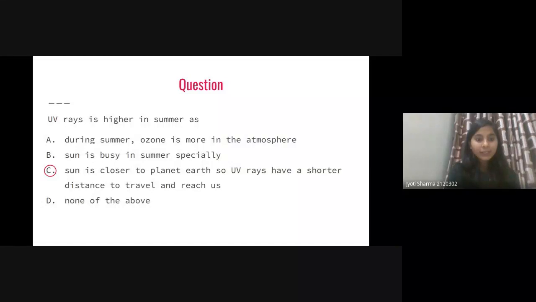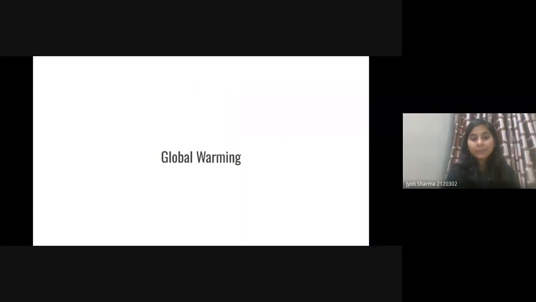Alka, why not A? During summer, ozone is more in the atmosphere. This is not the case. We were talking about stratospheric ozone, right? And it is the UV rays that are higher in the summer. This is not because of ozone. This is because UV radiation is radiated by the sun itself. So this is not related to ozone, and ozone is more. So that's why C is the right answer.